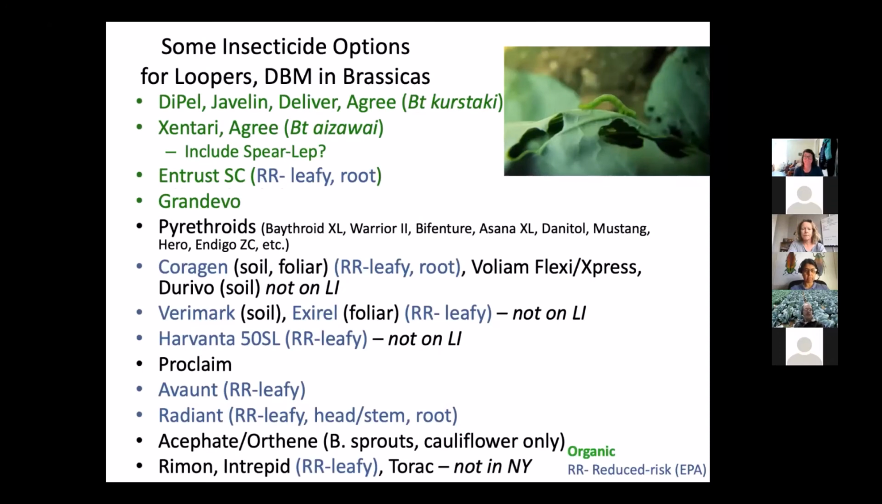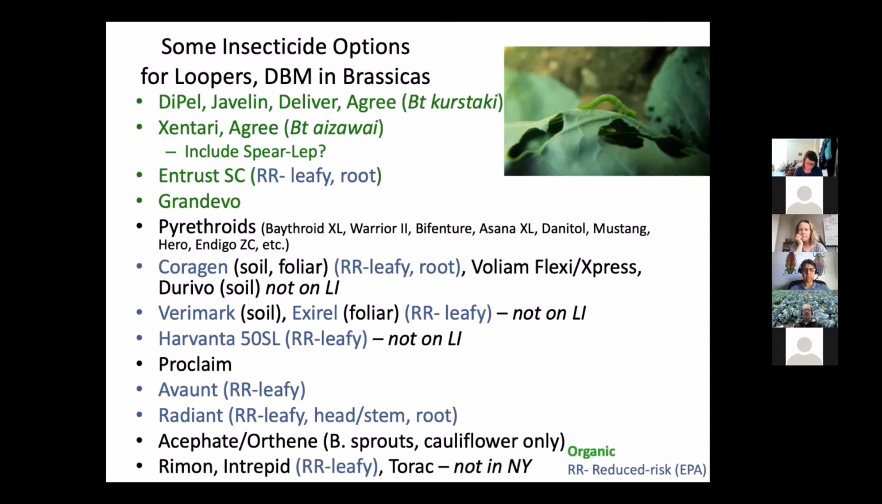You have a lot of options in terms of what to do when you do need to treat, and the ones for organic production are in green. The ones in blue are EPA reduced risk options, some of which are not available for us on Long Island, but you can use in other areas. And then we have other conventional materials that are listed there in black as well. So you can make choices based upon some of these. And as I say, maybe start out with the BT. It's not only the least expensive option, but it is pretty effective for all the caterpillars we're dealing with.